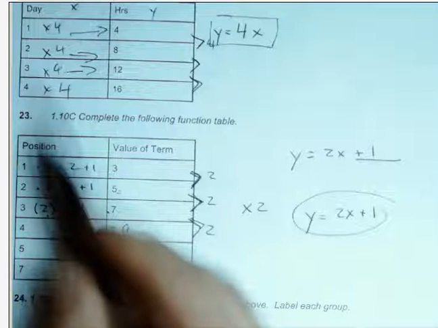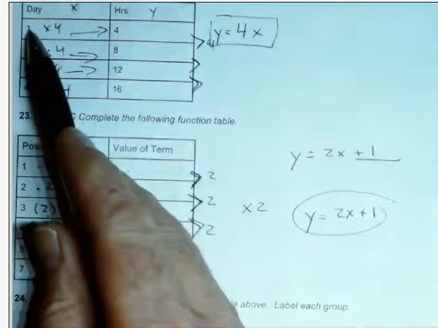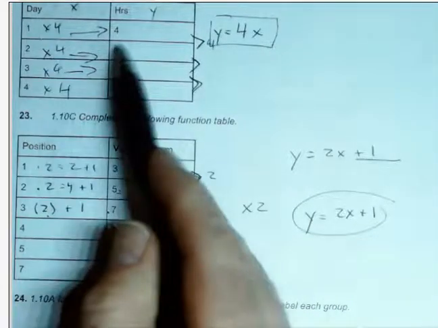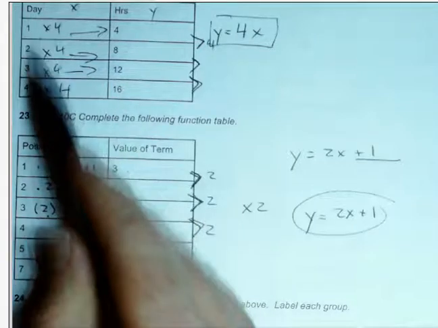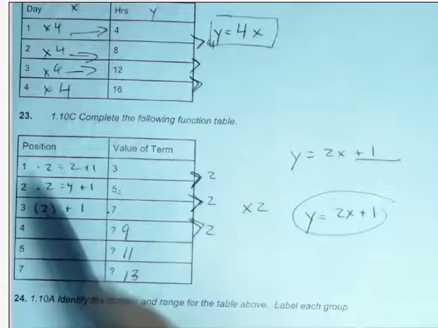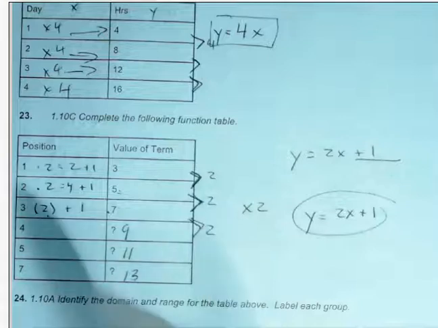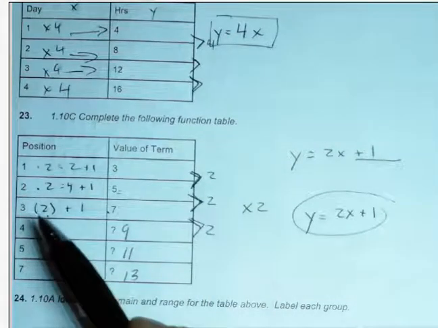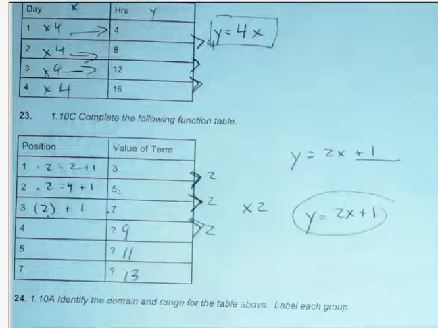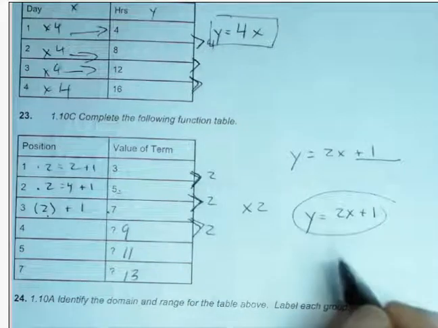This difference was 4. When the difference is 4, it's times 4. But the catch is, these numbers over here have to be in order. You can't be skipping any numbers. So 1, 2, 3, 4, yep, 4, 4, 4, 4. 1, 2, 3, 4, 2, 2, 2, 2. If any numbers are skipped over here, then that won't work. All right, so we got y equals 2x plus 1.